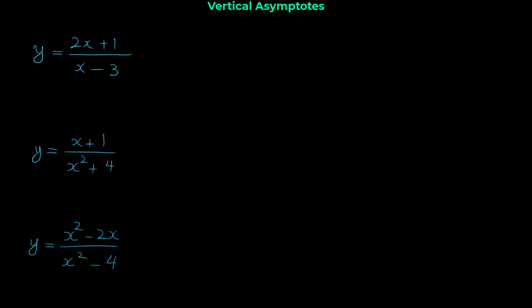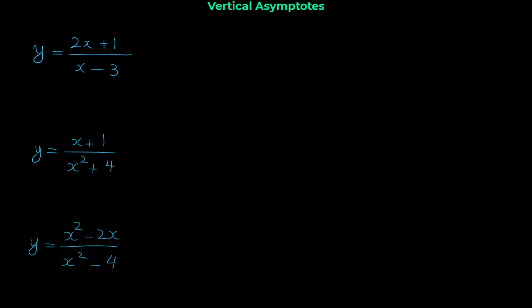Hello and welcome. In this video we want to learn how we can find the vertical asymptotes of rational functions. And also we will learn how to prove that those are vertical asymptotes. Consider these functions. All of these functions are rational functions.